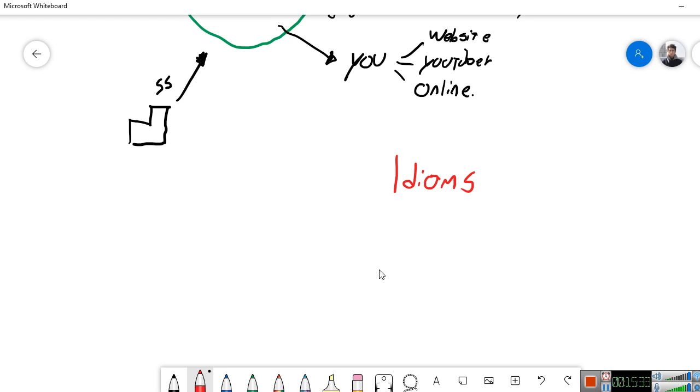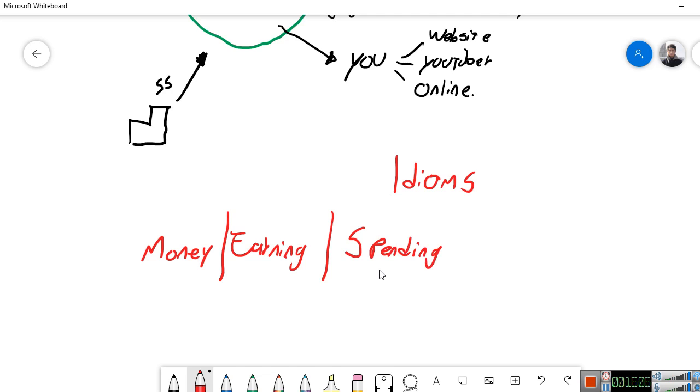There is a ton of idioms to know, and it will be impossible to know all of them, but I created this special form for you to recognize them when we're talking about earning money online. It's basically divided into 4 words. When idioms talk about earning money, they will talk about money, they will talk about earning, they will talk about spending, and saving.